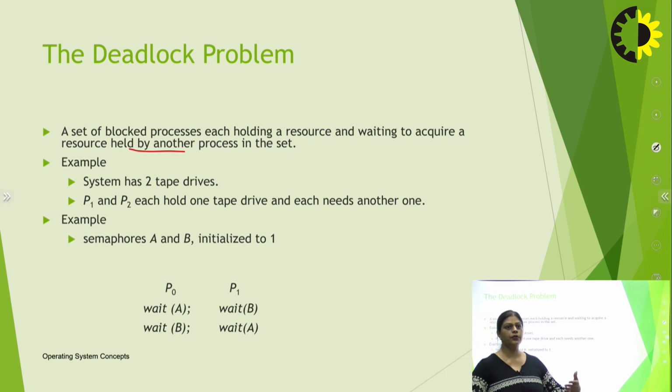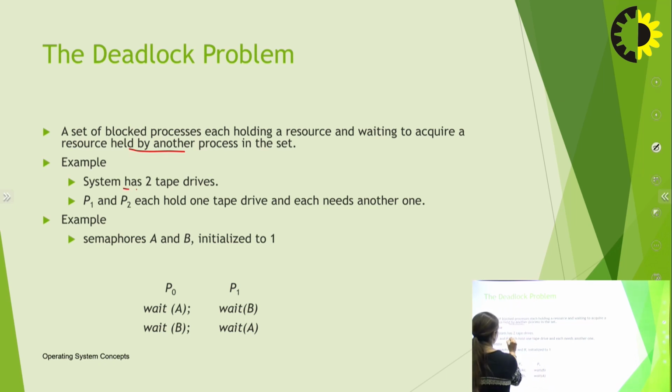Then only it will be completed. And that resource is acquired by some other process who is already waiting for some other process. So this way, there is a circular wait: one process is waiting for the other process to release the resource, which is further waiting for the other process to release the resource. This way, there is a cyclic process, and in this type of situation none of the processes is going to complete because everyone is only waiting. Such a situation is called a deadlock.